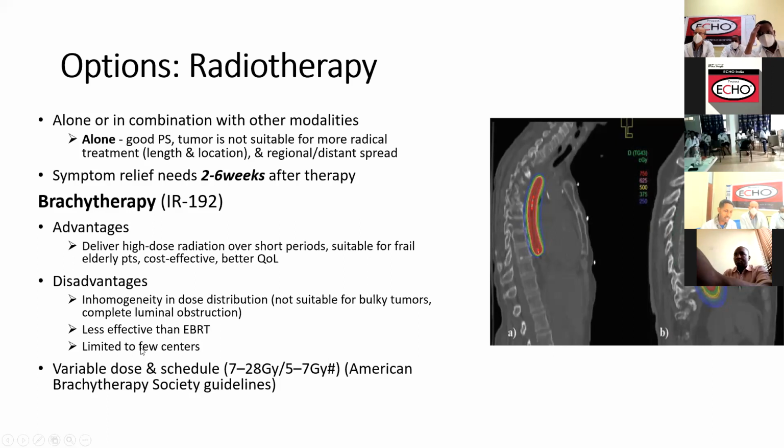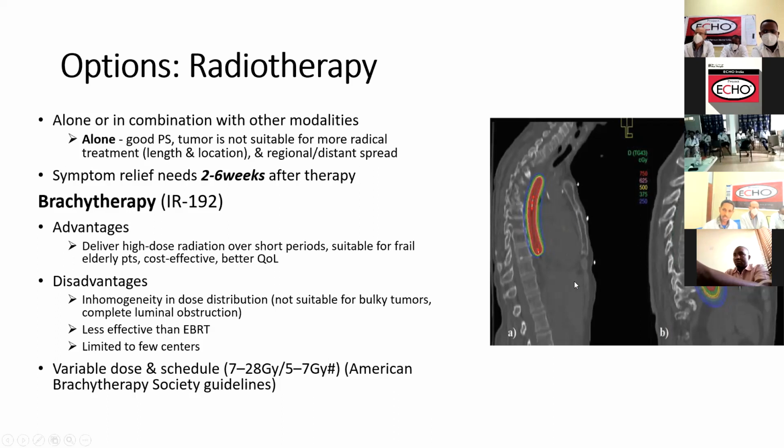And as I can see from the poll taken initially before the presentation, it is used in limited centers because it requires expertise that can work together from the endoscopic side and from the oncology side. So expertise is needed to insert the brachytherapy treatment. That's why it's not used in most of the centers in Sub-Saharan Africa. So the dose and the schedule is variable.